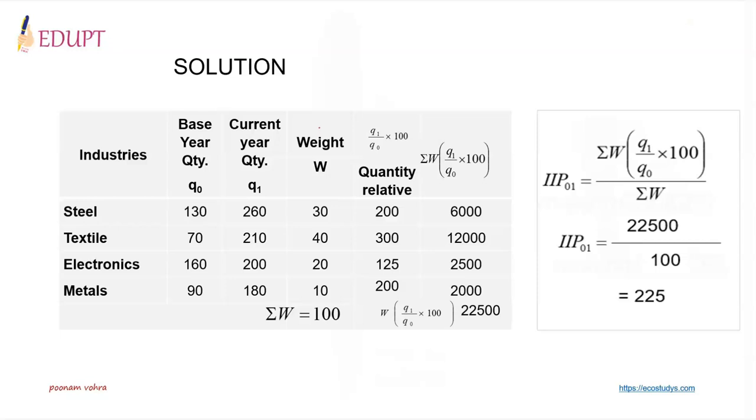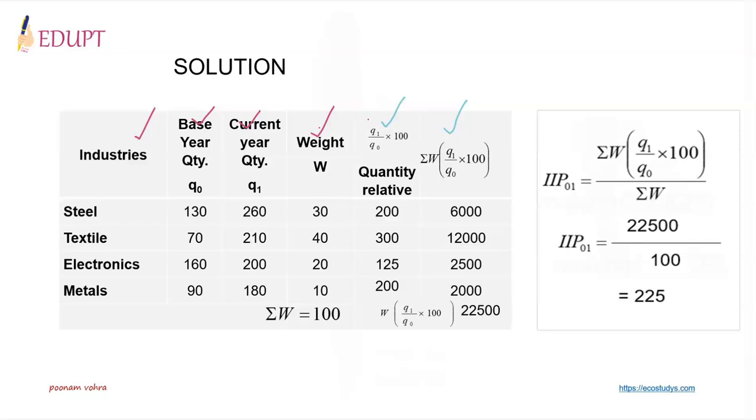For that, a table is prepared with 6 columns. First column industries, second column quantity produced in the base year, third column quantity produced in the current year, fourth column weights are given, fifth column you need to find out, that is quantity relative Q1 by Q0 into 100, and the last column also you need to find out, that is sigma weights, which is Q1 by Q0 into 100 multiplied by weights.